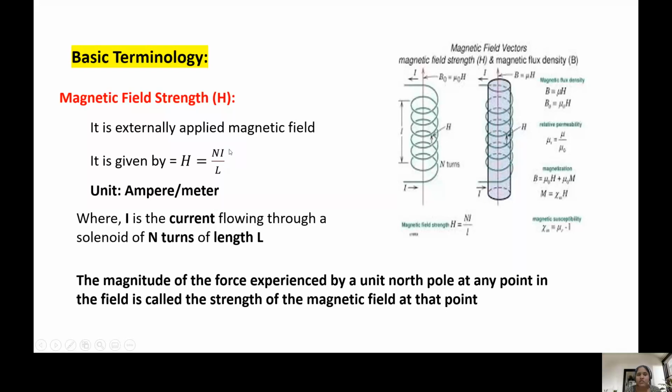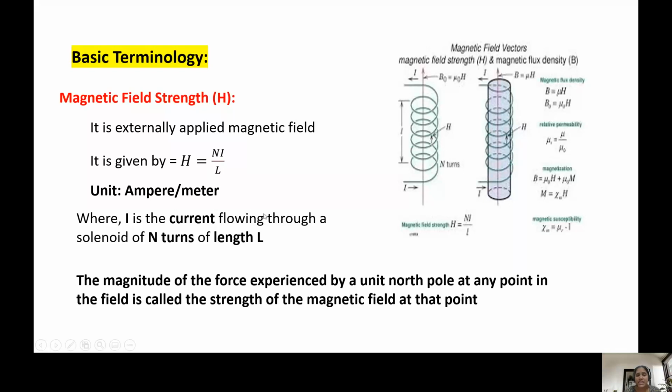For example, if the current is large and the number of turns is large, the externally applied magnetic field also increases. For the same number of turns and current, if the length is increased, the magnetic field strength will decrease.